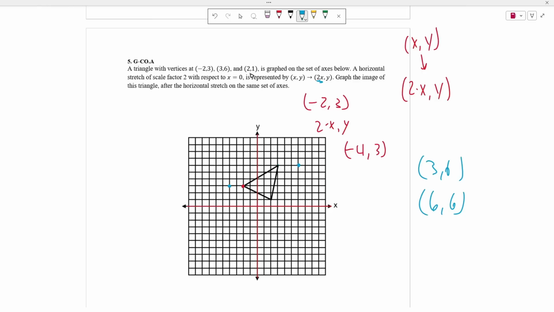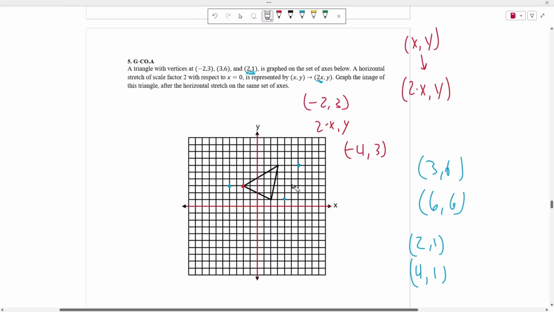Then finally, I need to do the same thing for this point right here, 2 comma 1. If I have 2 comma 1, I'm going to multiply 2 by the x to get 4 comma 1, which is now going to be 1, 2, 3, 4 down here. And now all I have to do is connect these points to show that I know what the shape is. So, sorry, that was a sloppily made point.